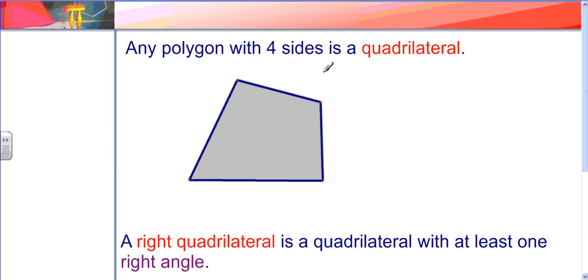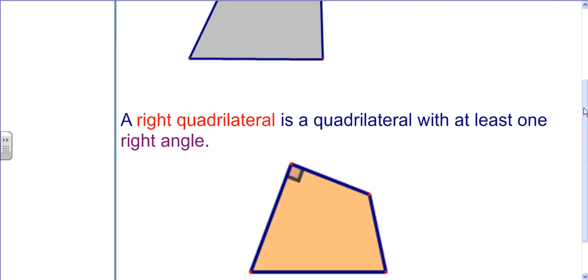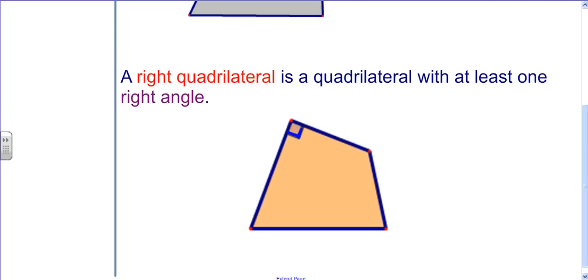Alright, so now let's start talking about some of the more specific types of quadrilaterals. A right quadrilateral is a quadrilateral that has at least one right angle. So it might actually have more than one right angle, but there has to be at least one right angle to know that it's a right quadrilateral. Just like a right triangle has a right angle in it, you can also have a right quadrilateral. It doesn't have to be that all the angles are right, however. So we can see we've got our right angle marked here with a little box, so we know that it's right.